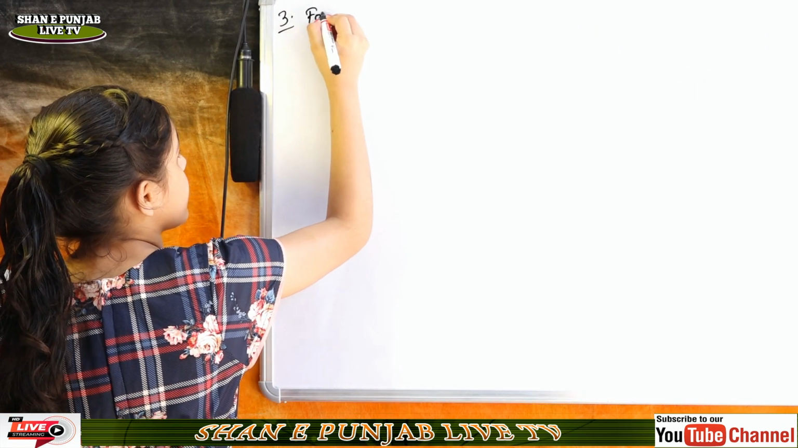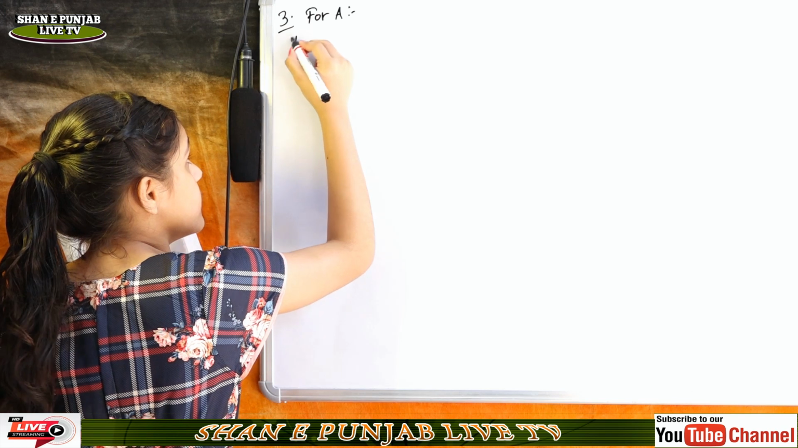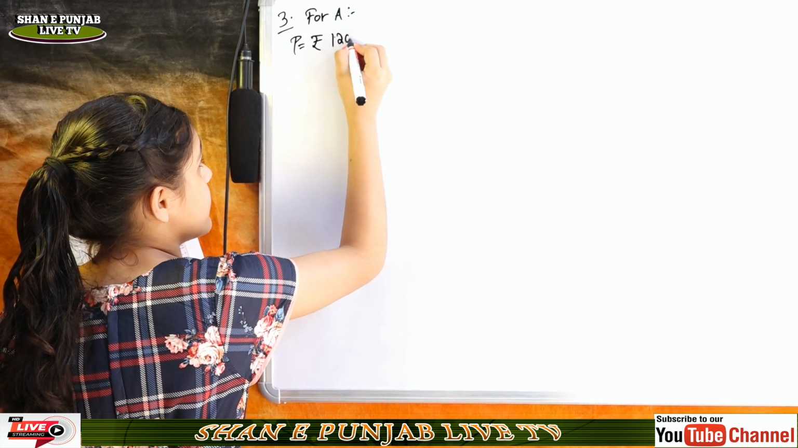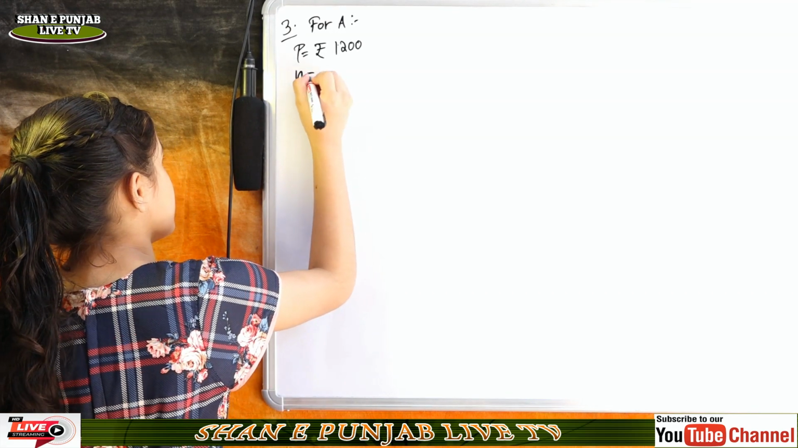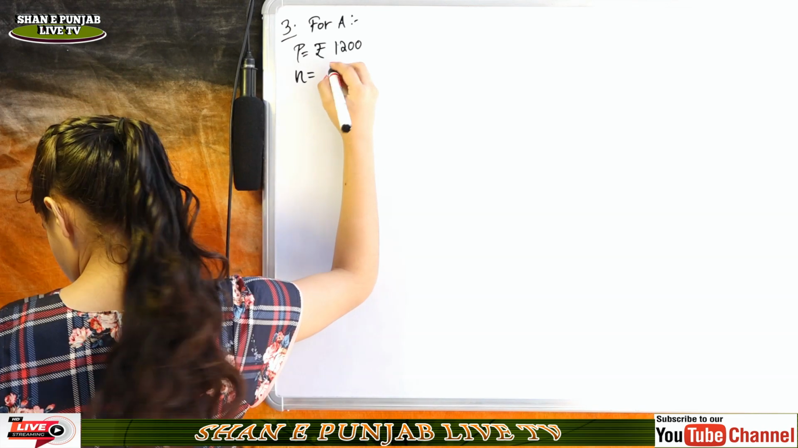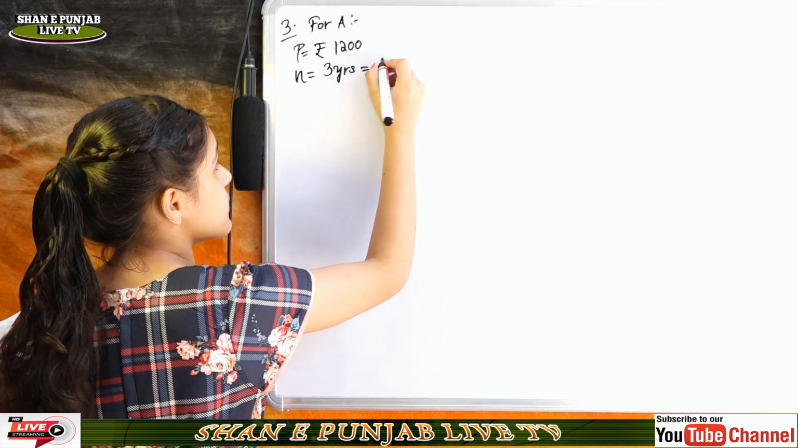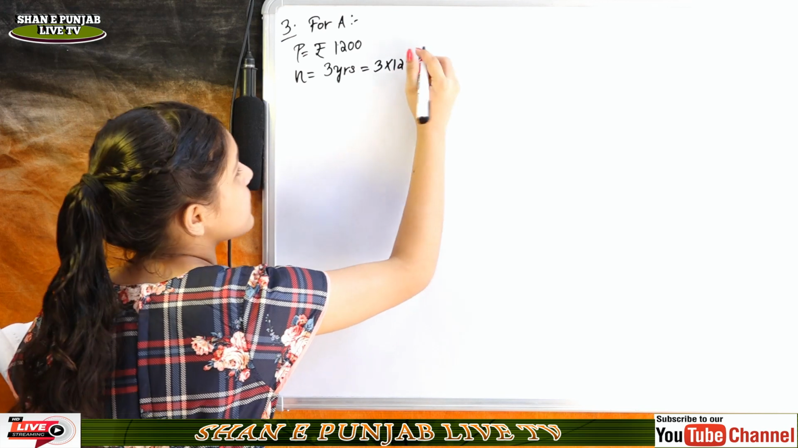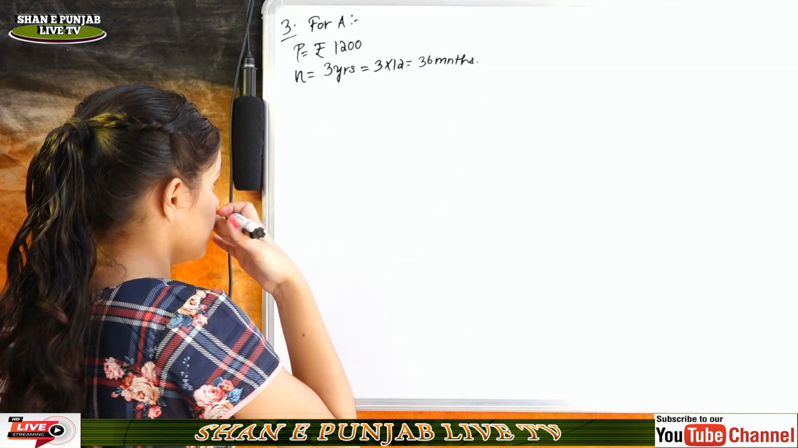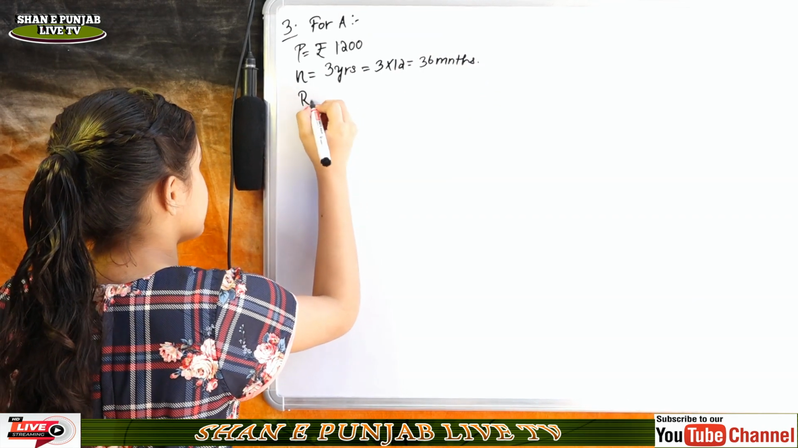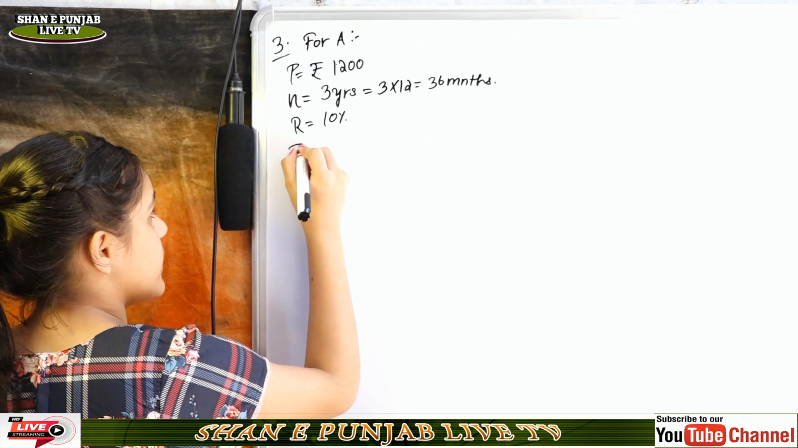First of all, for A deposited rupees 1200. Here the N is given as 3 years. We have to convert it into months. For that, multiply by 12. We'll get 36 months. Rate is given as 10%. Now interest, first of all.